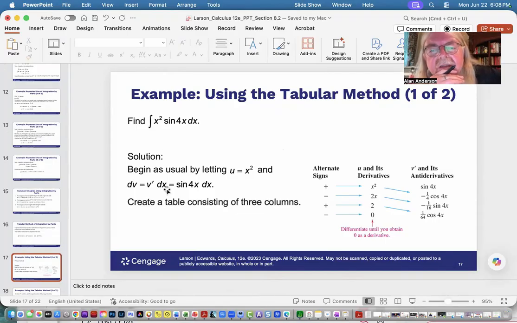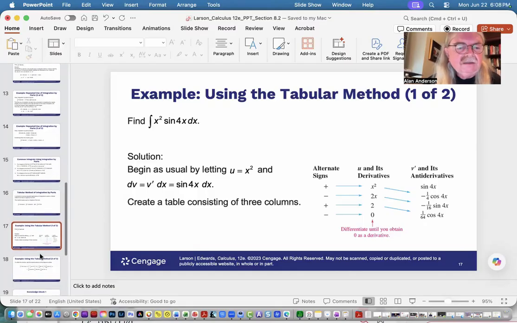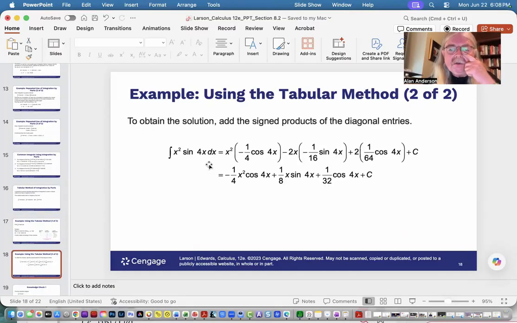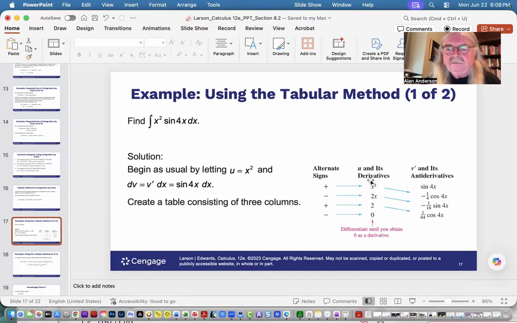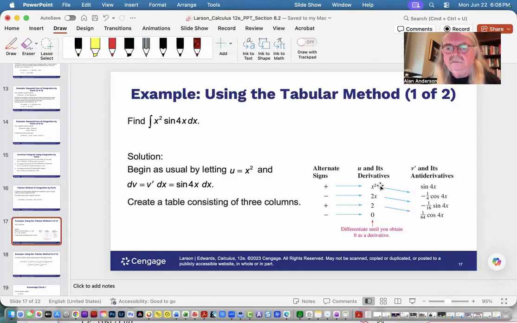Once you choose U and DV, they're going to have you repeat both of them multiple times until finally DU brings you to zero. And once you get to that point, what you're going to use in your result, as you can see here, you've got x squared, but you're not going to use this one. You're going to use this one down here. That's why the arrow is there.